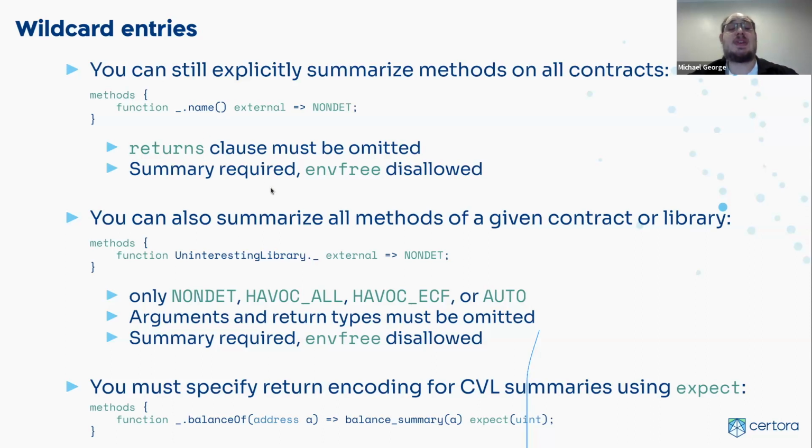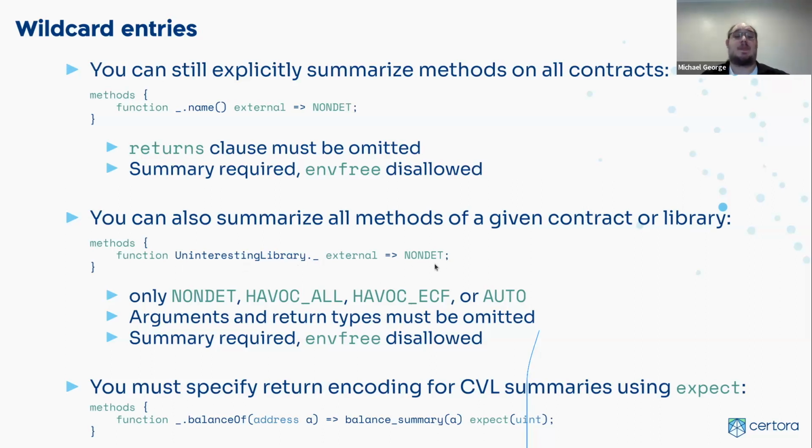contract. Also, occasionally you'll want to just summarize all the methods of a contract without regard. I don't care about this uninteresting library and its behavior, so I just want to summarize it all away in order to get my verification to go faster. And so there's a shorthand for doing that, which is you can use the wildcard as the method name instead of as the contract name. So this entry here will summarize all the methods of the uninteresting library contract as non-det.